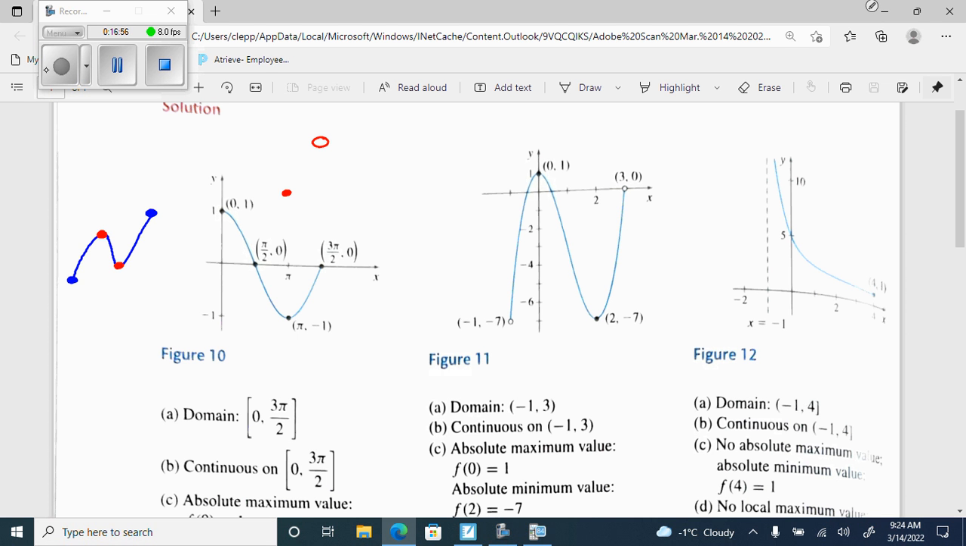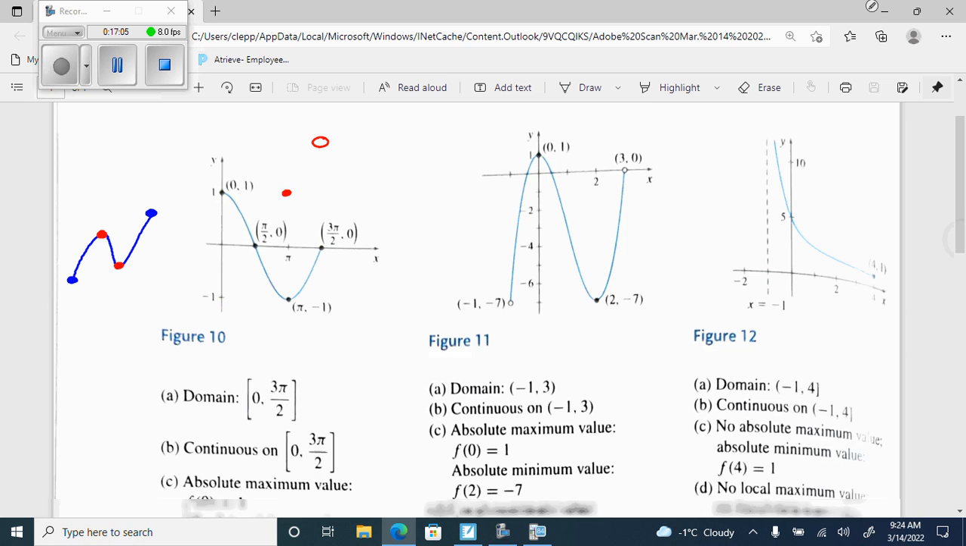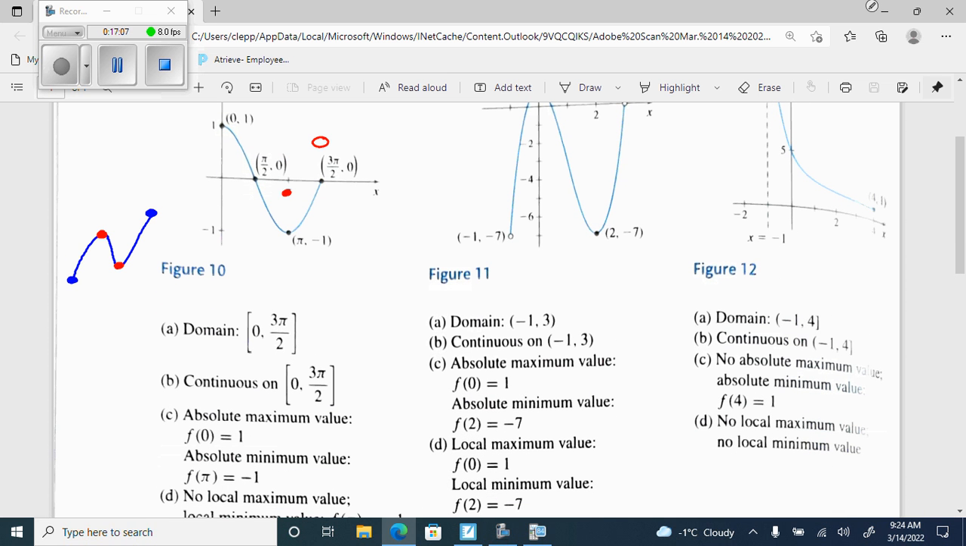It's also continuous from -1 to 3. It has an absolute maximum at 0, 1. And it has an absolute minimum at 2 and -7. It has a local min at 0 and 1, and a local max at 2 and -7. So locals are all of them.